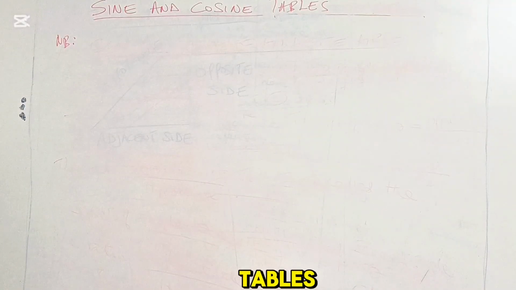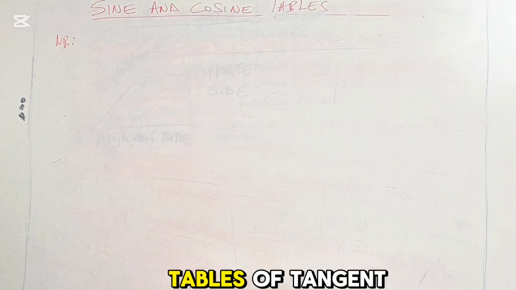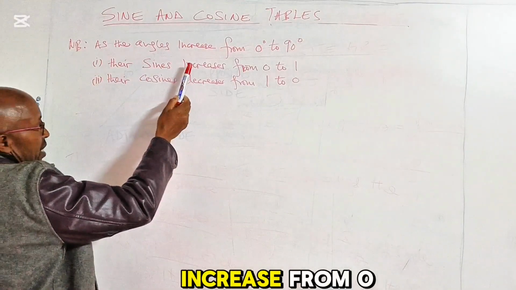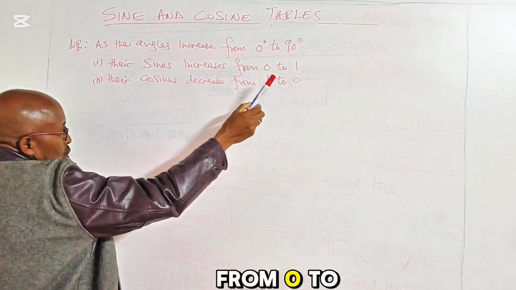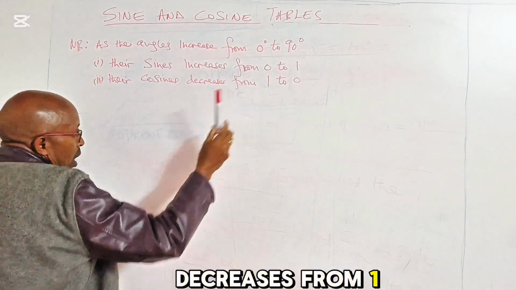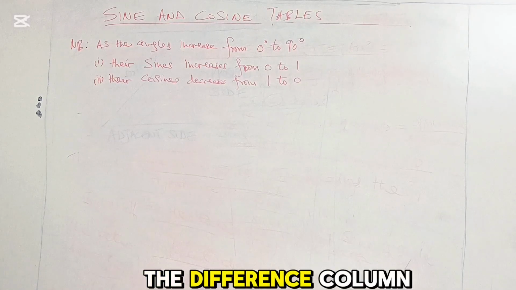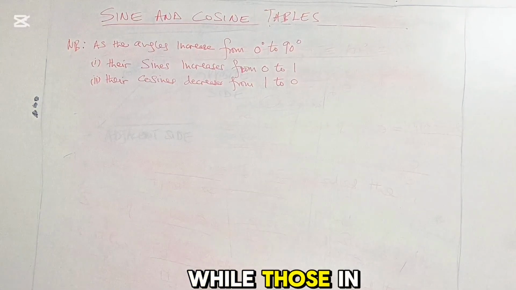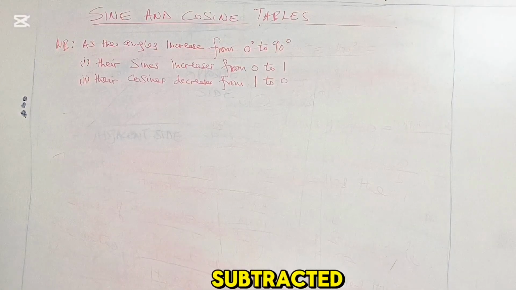Sine and cosine tables are read and used in the same way as tables of tangent. Note, as the angle increases from 0 to 90 degrees, their sines increase from 0 to 1, and their cosines decrease from 1 to 0. This means that the values in the difference column in the sine tables have to be added, while those in the cosine tables have to be subtracted.